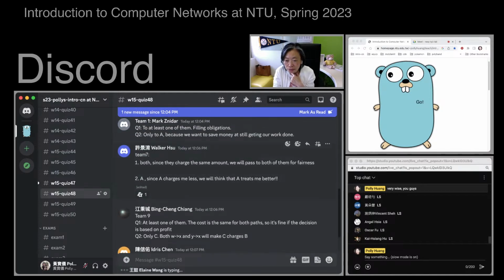Let's see, Walker. Both, yeah. You know what? Just send to both of them. Maybe A and C have certain import policy. They might not take the advertisement anyway. Yeah. So both here, best effort. A, since A charges me less, treats me better. Okay, good. So this is very business-oriented solution.